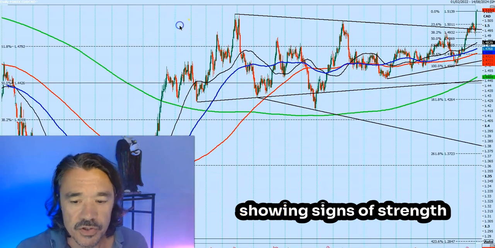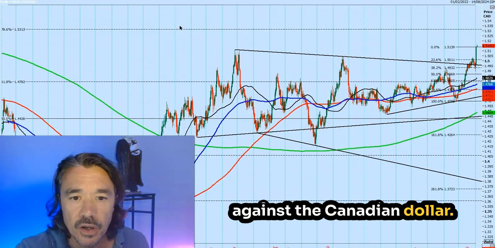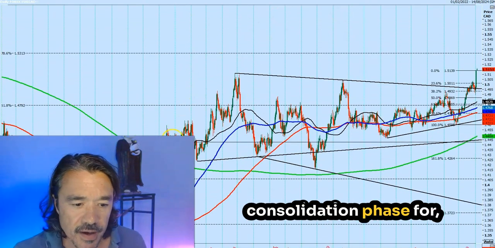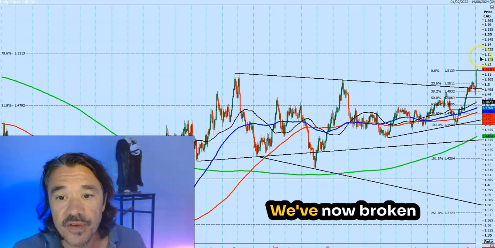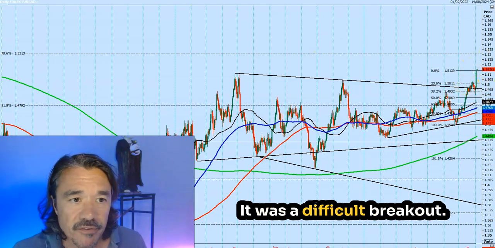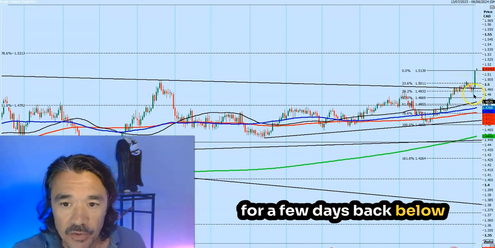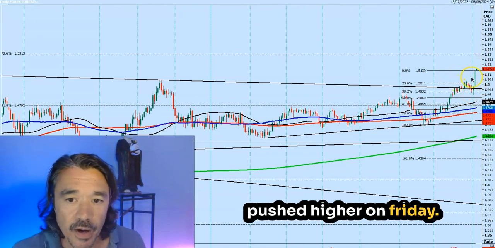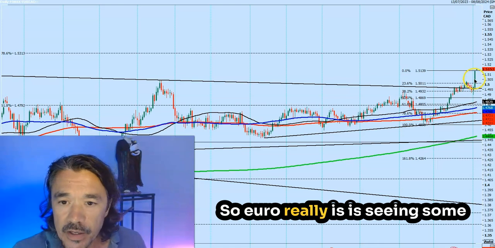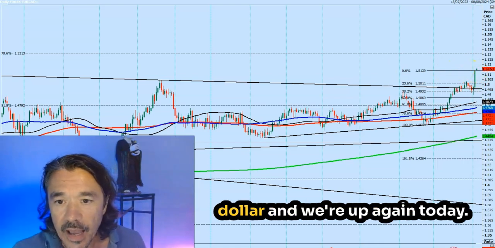The euro is certainly showing signs of strength against the Canadian dollar. We had a long consolidation phase for getting on for 2 years. We've now broken convincingly above it. It was a difficult breakout. We closed above it for a few days, back below the trend line, and then we pushed higher on Friday. So euro really is seeing some strength against Canadian dollar, and we're up again today.